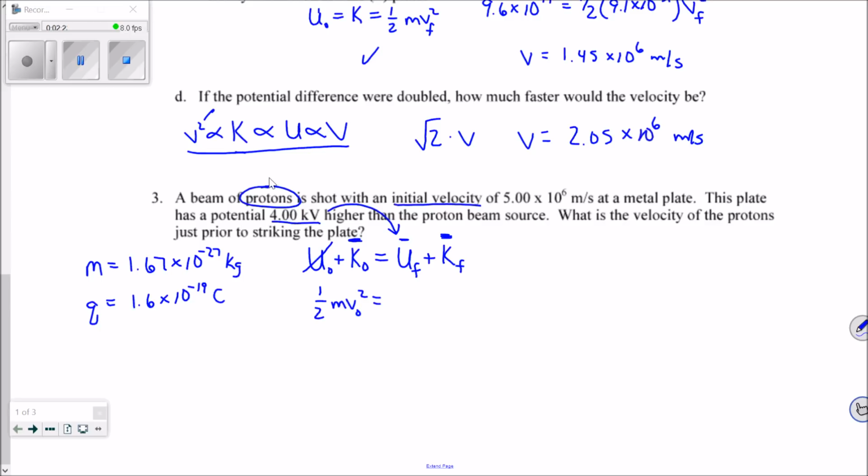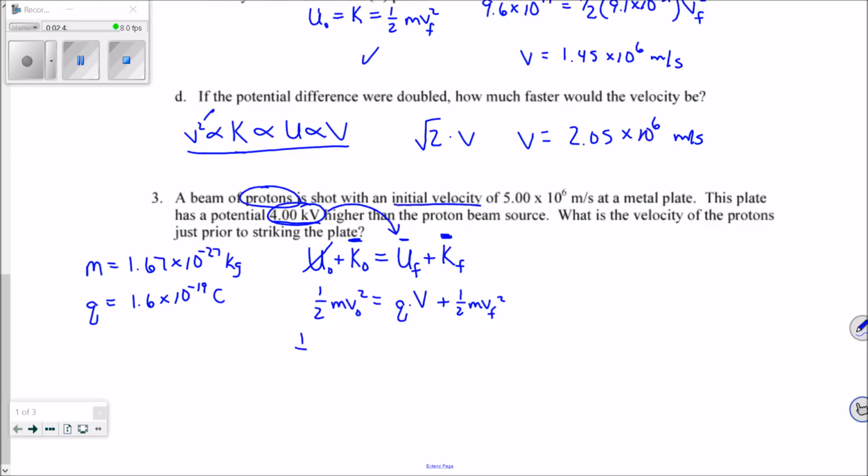The equation for my kinetic energy is going to be 1/2 m v original squared. That's going to equal, I've got QEd as a possibility, but it looks like we're given volts. So just like with question number 1, I am instead going to go with QV, and then I have my 1/2 mass final velocity squared.